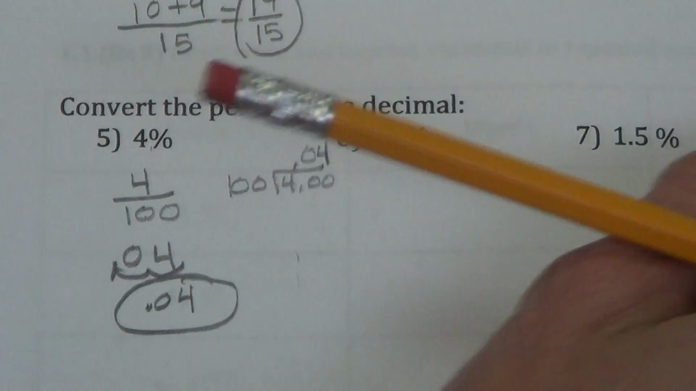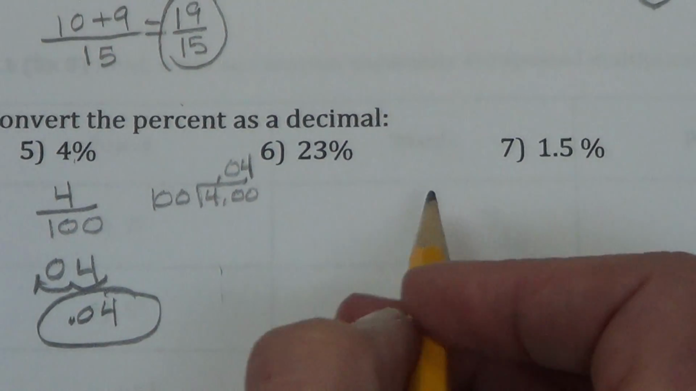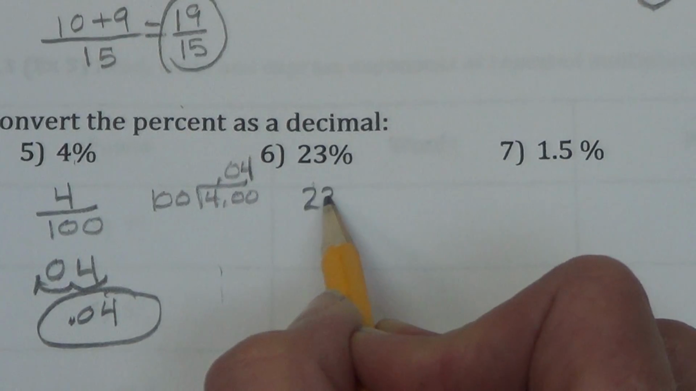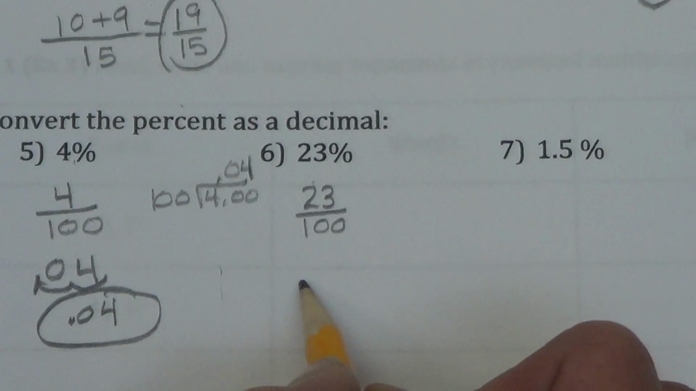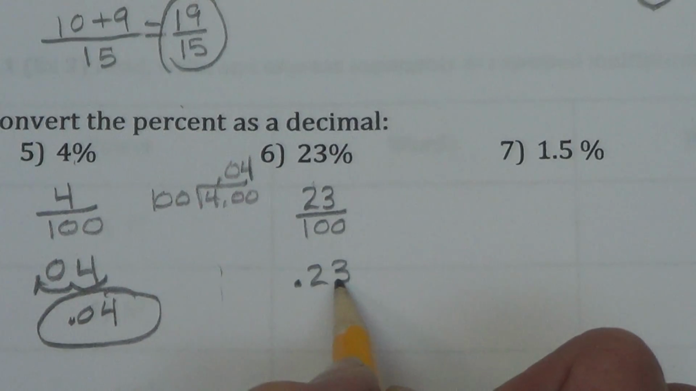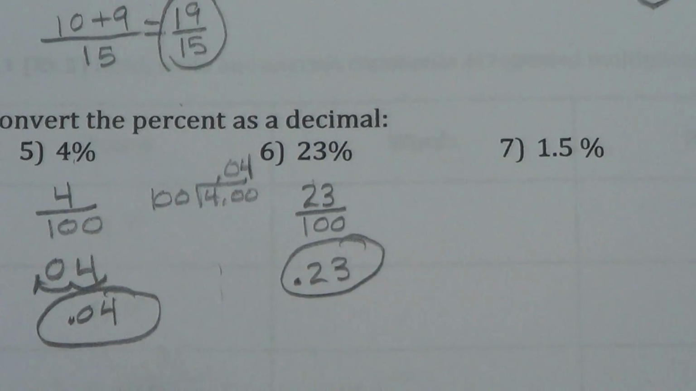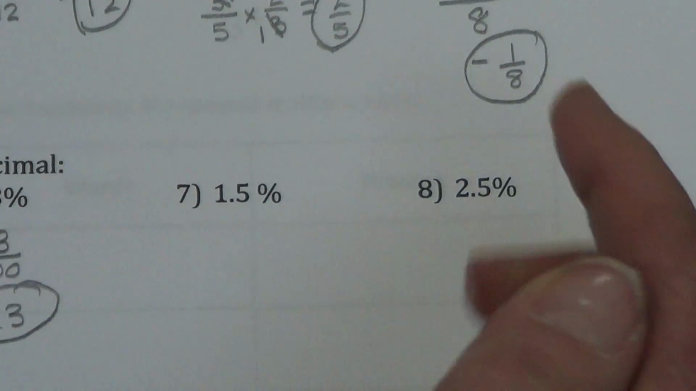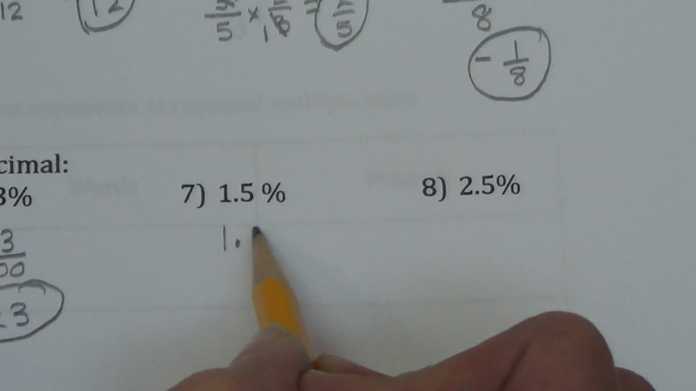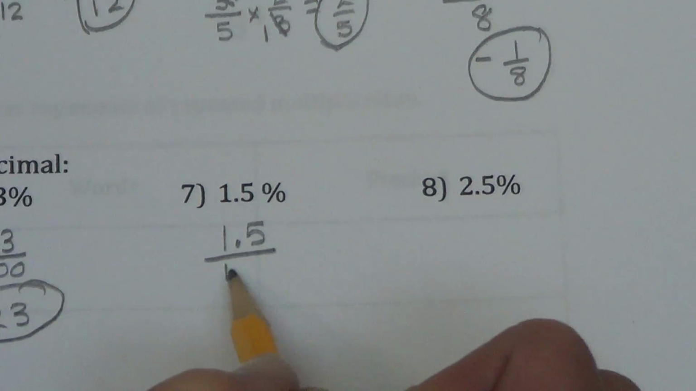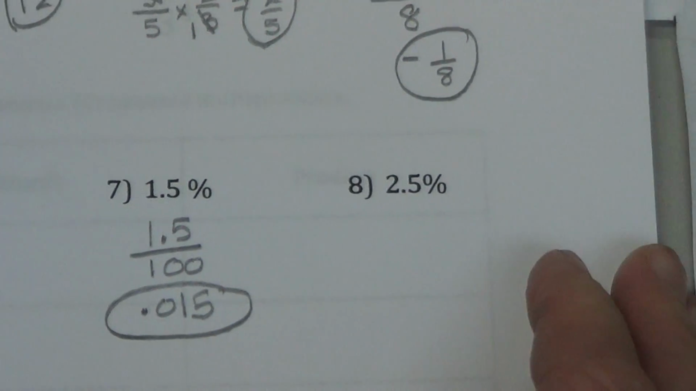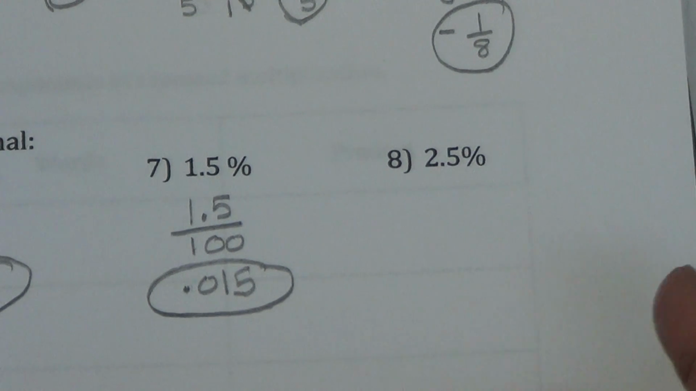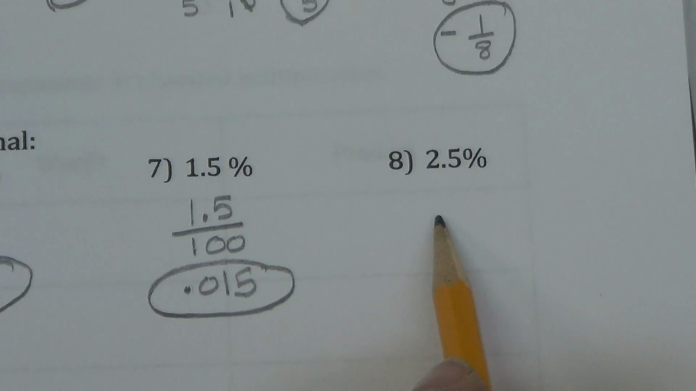Okay, what I want to see on your paper is the fraction over 100, so that you remember it's dividing by 100, and then you can just go ahead and move the decimal over and give me the decimal answer. I do want to see the fraction midway so that I know that you know you're dividing by 100. And that would be 0.015. Go ahead and pause the video and do this next one, and then you can turn it back on and see the answer.